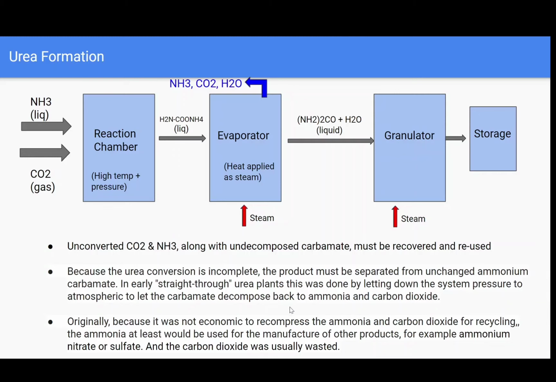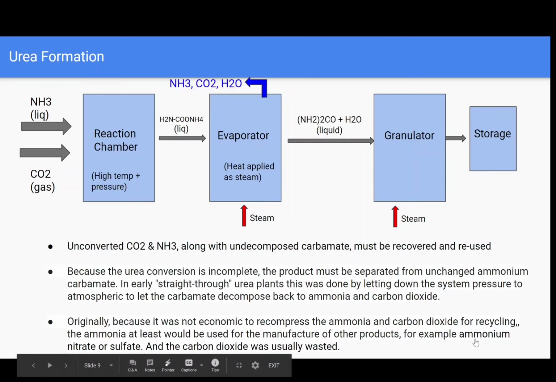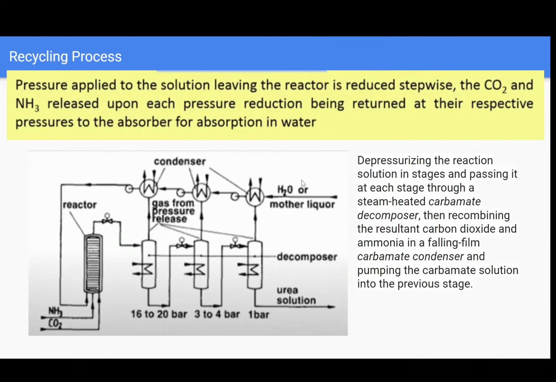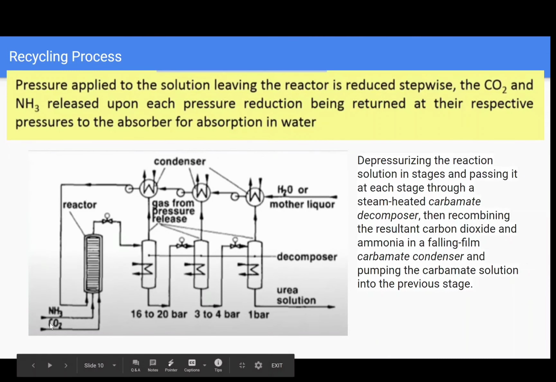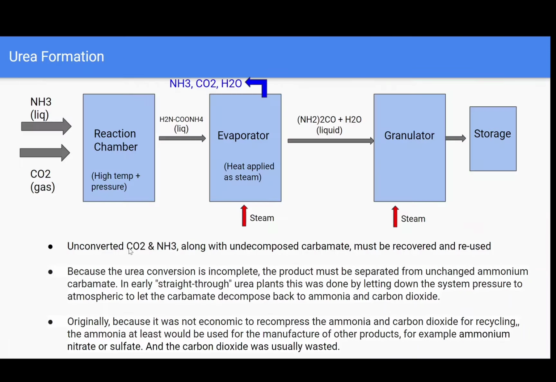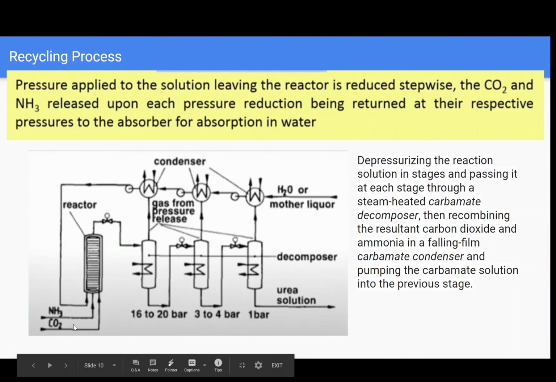So earlier times what used to happen is that the carbon dioxide was just released, it was wasted, but the ammonia was used for the manufacture of other products such as ammonium nitrate or sulfate. But today we do have a recycling process to use these residues. So this is the recycling process where the ammonia and carbon dioxide in gaseous form is pushed through to a reactor. Again, this happens at high temperature and high pressure, and again we get ammonium carbamate formation. So it's the same process here. These two components here are pushed in here.